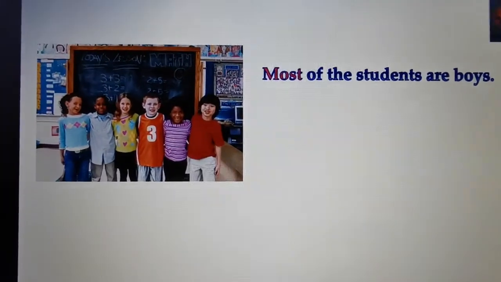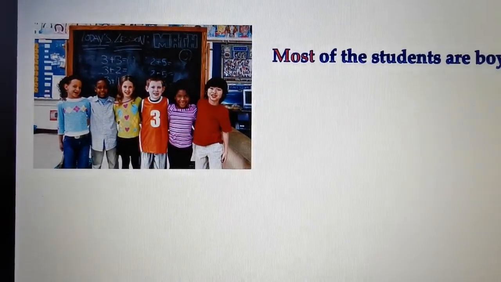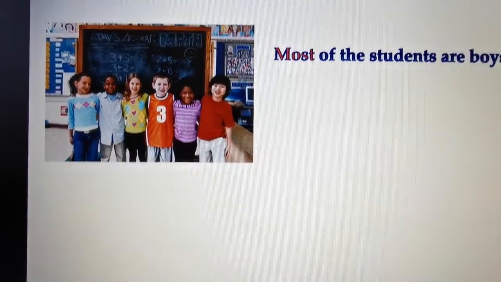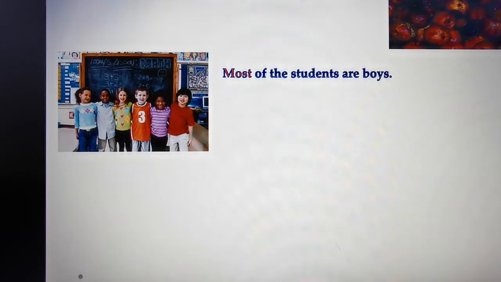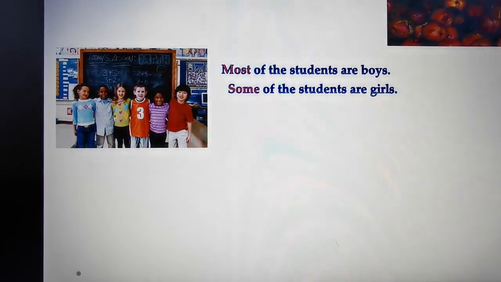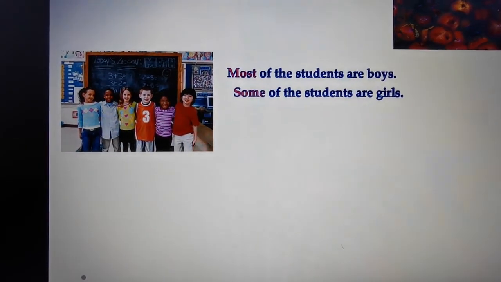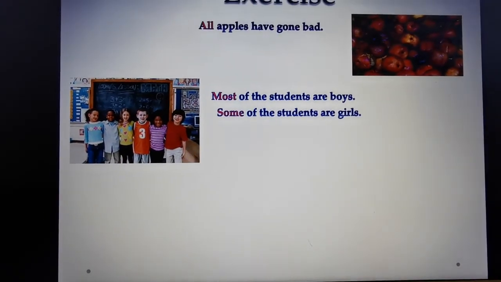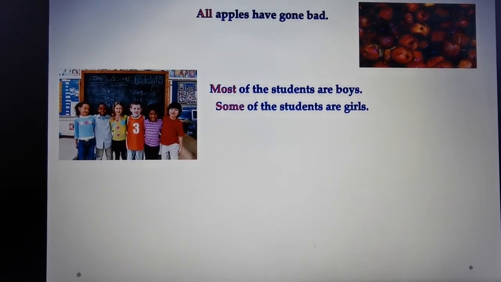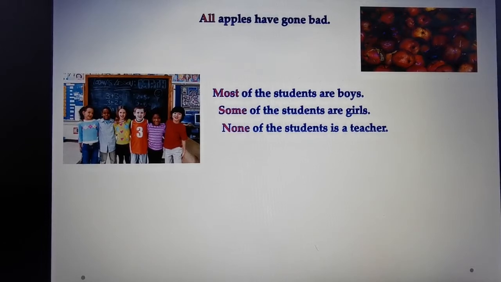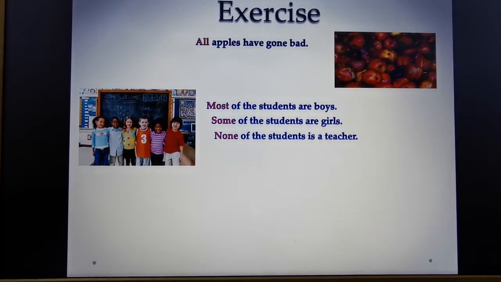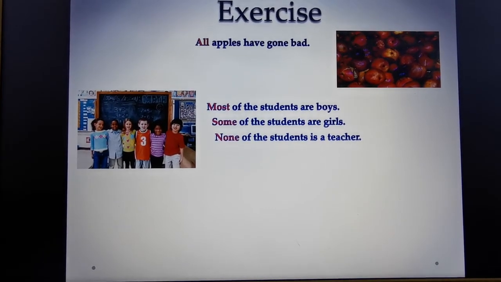Now, when we look at the picture again, we can see that there are fewer girls than boys, right? The number of girls is lesser than the number of boys. So I will say some of the students are girls. And do you see any teacher in this picture? So there are no teachers in this picture, right? So to express that fact, I would say none of the students is a teacher.